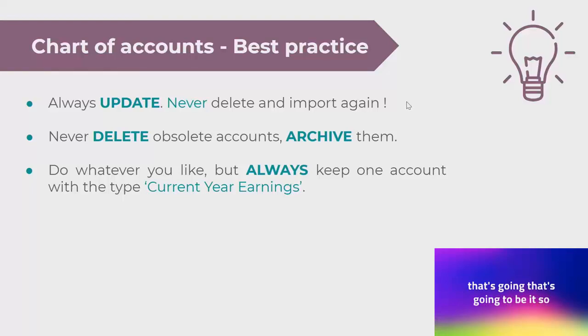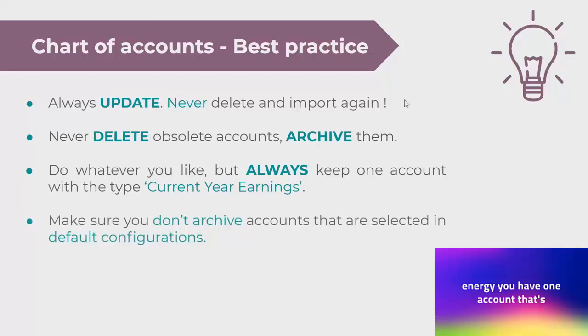So do whatever you like, but always keep one account with the type current year earnings. Here it's really important: you have one account that's undistributed profits and losses, so that you can compute the result, so all your income minus your expenses, and make sure if you've made a profit or a loss. It's really important that you keep one, and you can't have more than one, and you'll see together that it needs to exist.